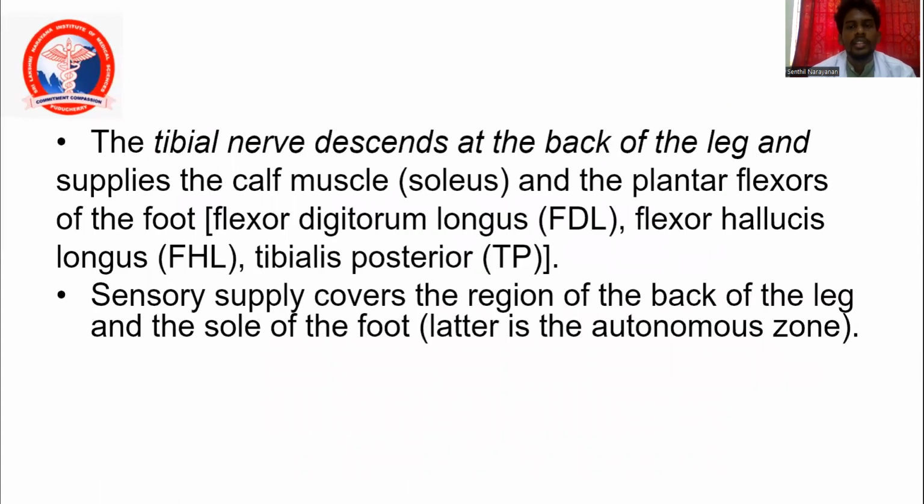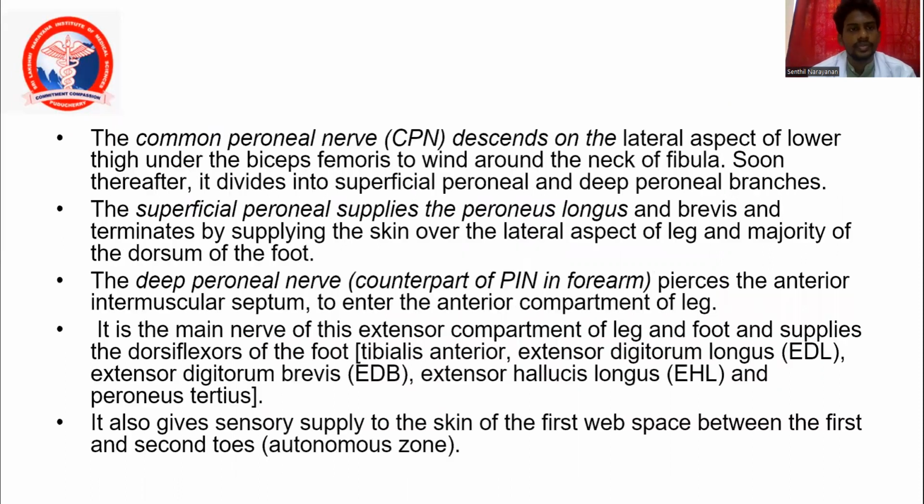The tibial nerve descends at the back of the leg and supplies the calf muscle and the plantar flexors of the foot: flexor hallucis longus, flexor digitorum longus, and tibialis posterior. Sensory supply covers the region of the back of the leg and sole of the foot. Latter is the autonomous zone.